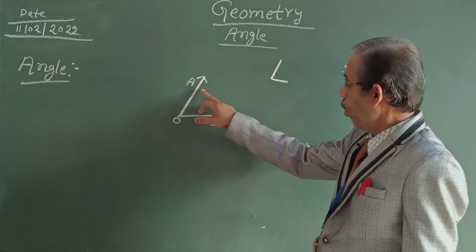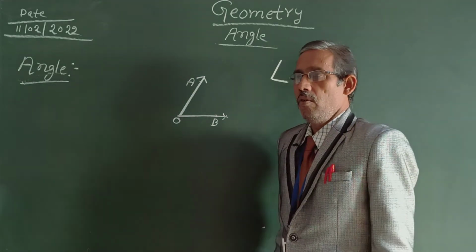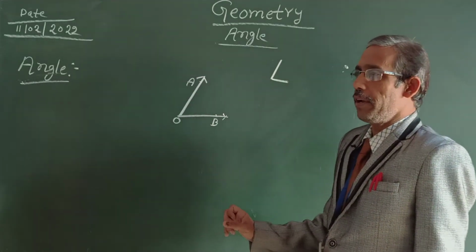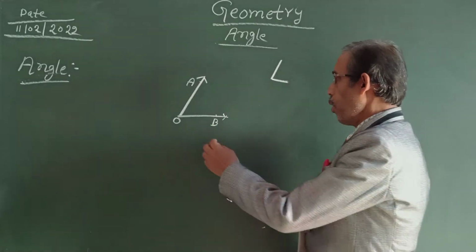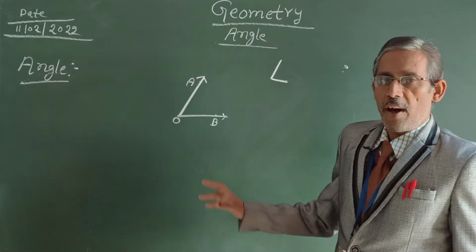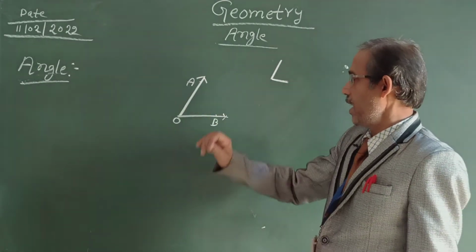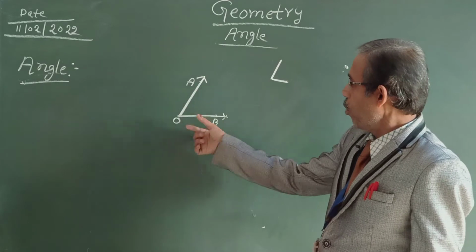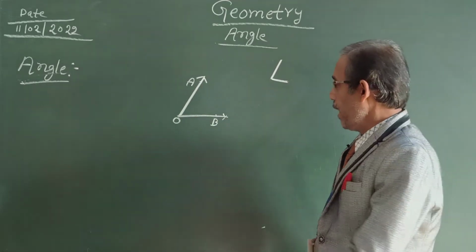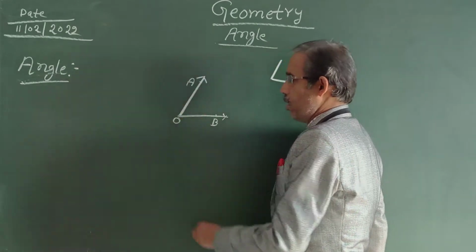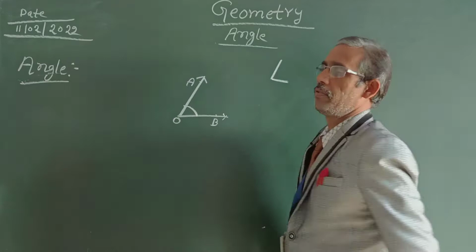Let OA and OB be two rays where O is the end point for both rays OA and OB. So O is the common end point for both rays. From the figure we see that rays OA and OB meet at this common point O, then an angle AOB is formed.